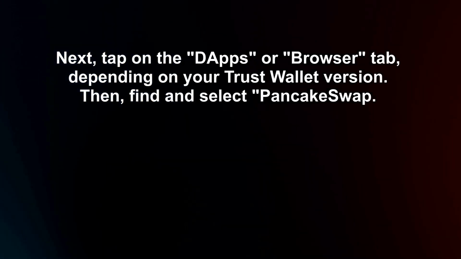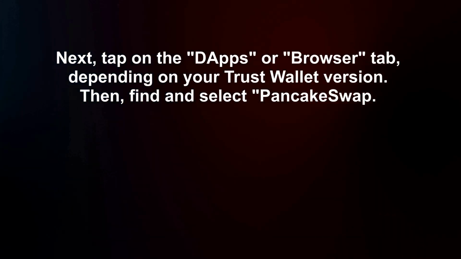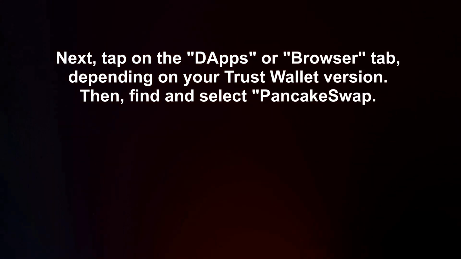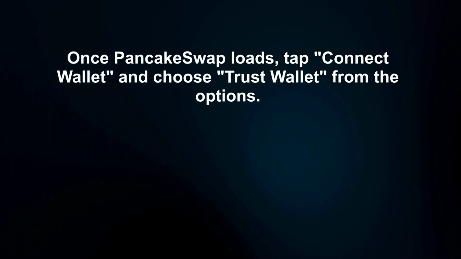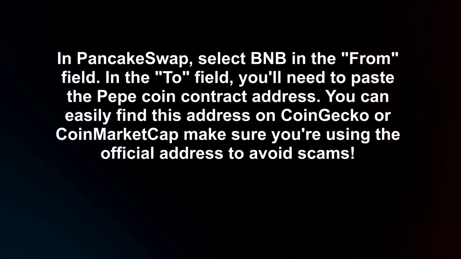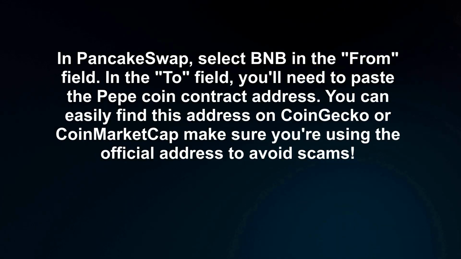Next, tap on the dApps or browser tab, depending on your Trust Wallet version. Then, find and select PancakeSwap. Once PancakeSwap loads, tap Connect Wallet and choose Trust Wallet from the options. In PancakeSwap, select BNB in the From field.